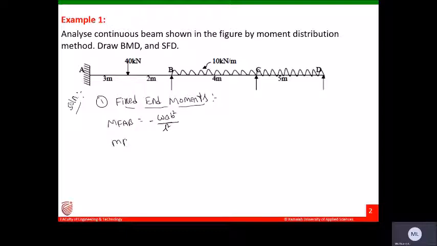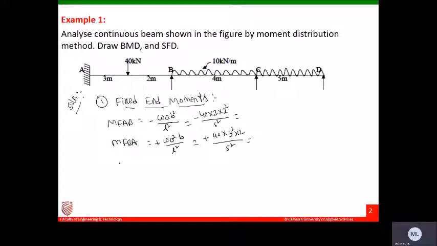Similarly, MF of BA equals plus W A square B by L square. Here W is 40, A is 3 meters and B is 2 meters, and L square is 5 square. So write down the value. Similarly here, plus W is 40, A square is 3 square into B is 2 divided by L square, which is 5 square. So write down the value.